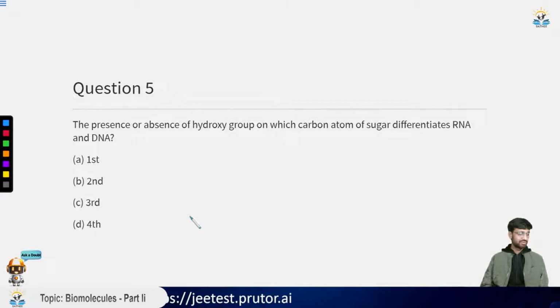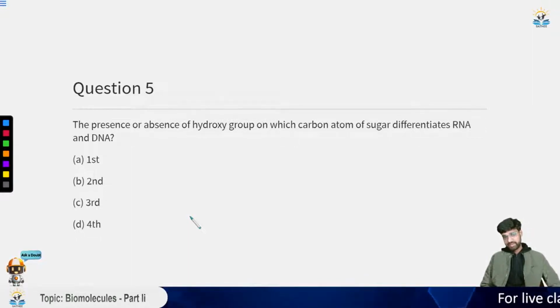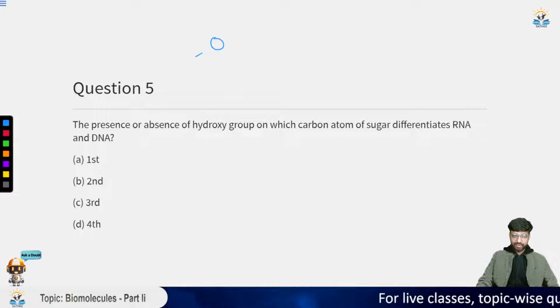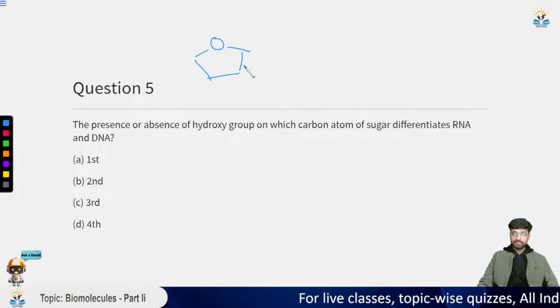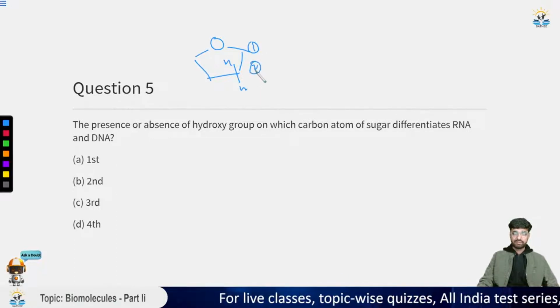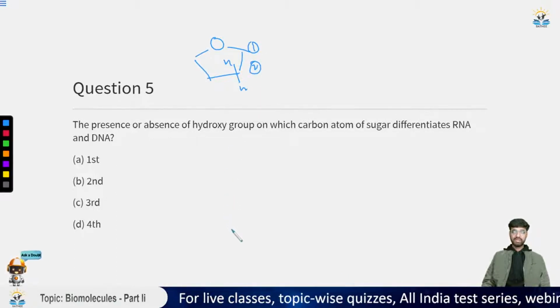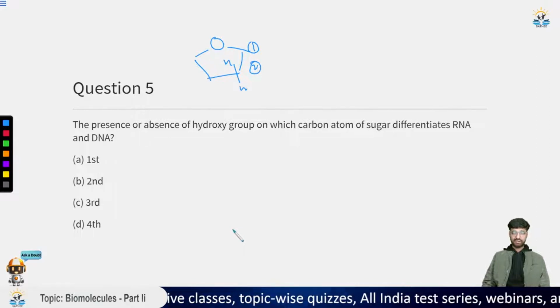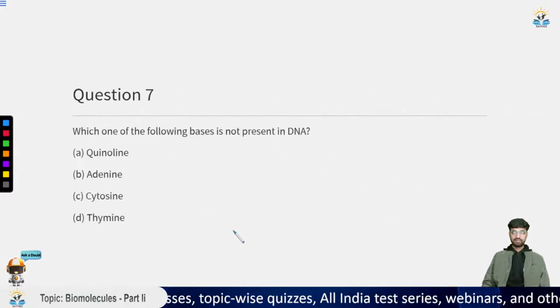Now I will show you some questions and give you a hint. You should solve them by yourself. The presence or absence of a hydroxyl group on which carbon of the sugar differentiates RNA and DNA. If you look at the RNA structure, it is a furanose ring. Here we have the carbons, this is first, this is second. So you should remember the structure in detail. Structures are important for this chapter.